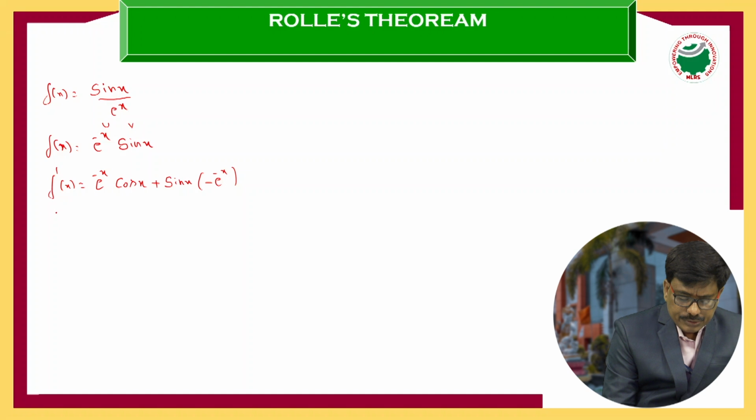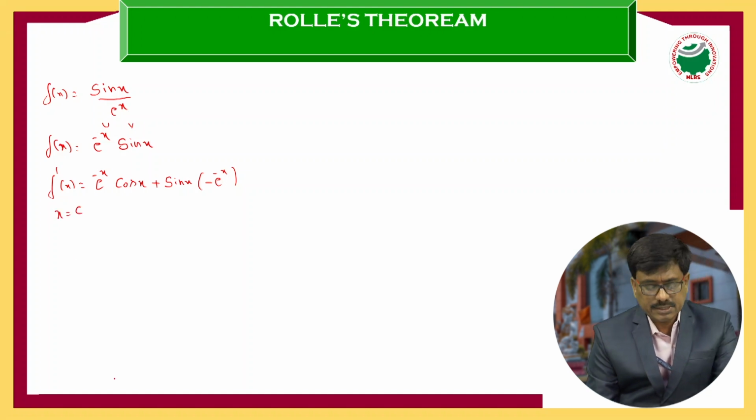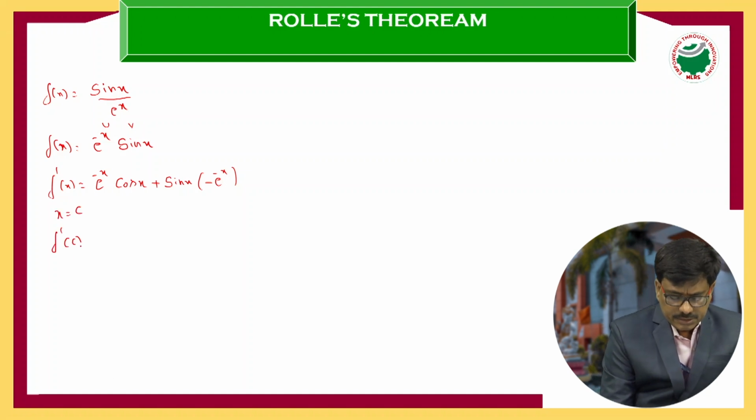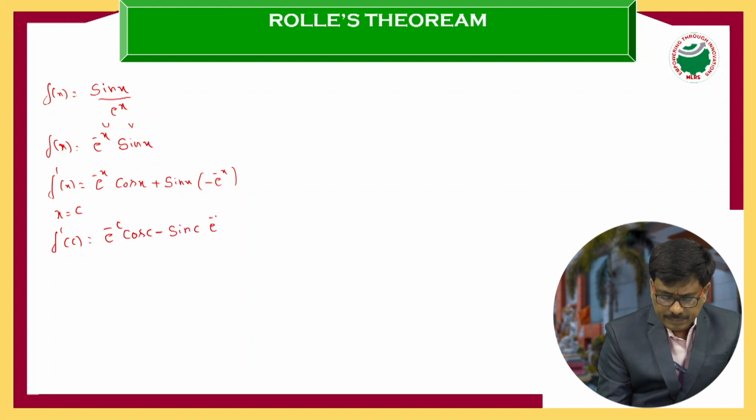Then I am going to substitute x is replaced by what? C. Therefore, f dash of c is equal to e power c into cos c minus sin c into e power minus c.